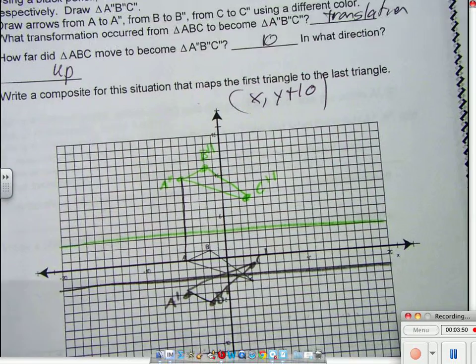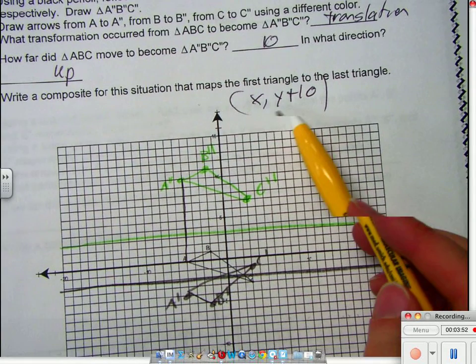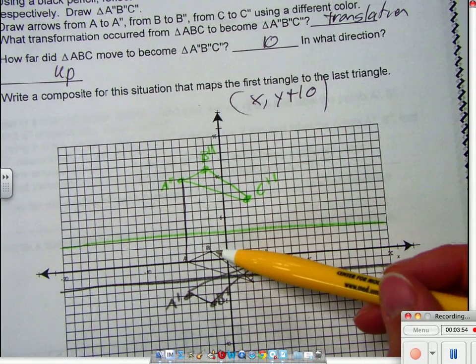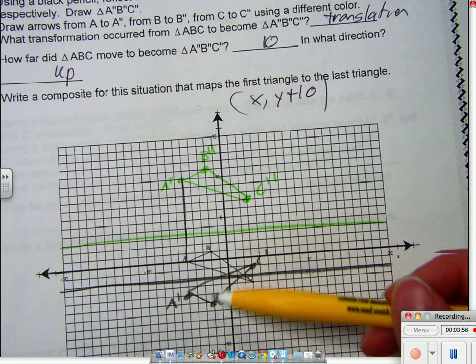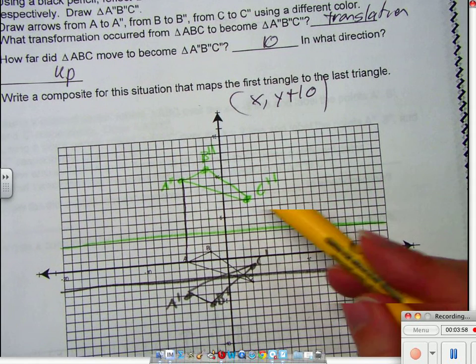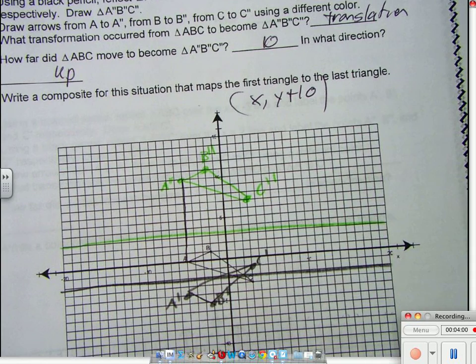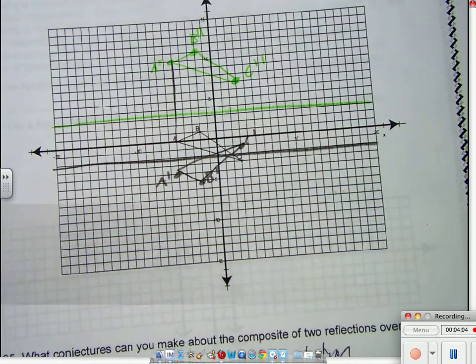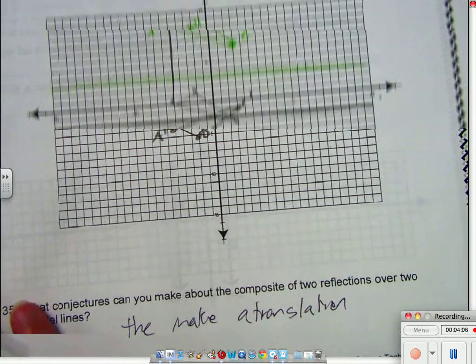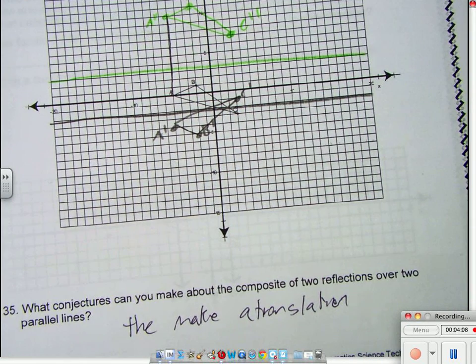So we've got a translation of 10 units up, so it's x, y plus 10. We reflected it over y equals -2, then y equals 3. The composite of two reflections over two parallel lines always creates a translation. Always makes a translation. Okay, any other questions on this before I move on?